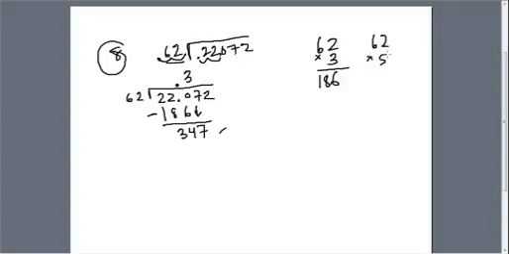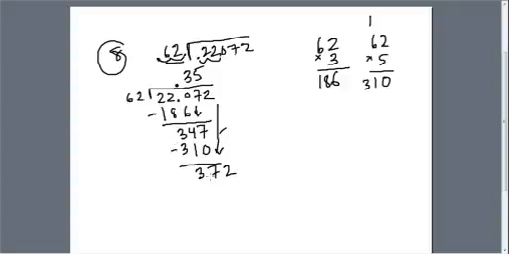Well, let's guess maybe 5 times. So let's check. 62 times 5 is 10. Carry the 1. 30 plus 1 is 310. 310 seems to be the biggest number that could fit into 347. It's a multiple of 62. So we'll go with the 5. And we'll subtract 310. That gives us 37. Bring down that 2, and now we have 372.